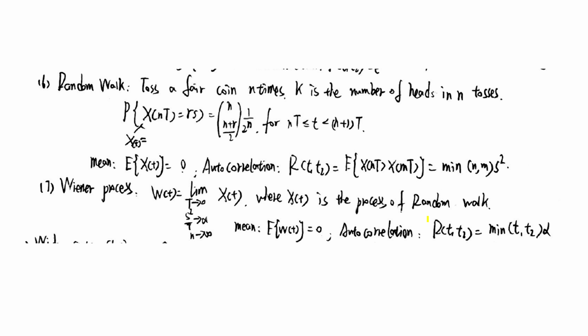The sixth one is really interesting because it is widely used in different subjects, such as biology, chemistry, physics, and also economics. The random walk can be viewed as a kind of ideal model of Brownian motion, which is a term of physics. We describe the random walk process with this statement: toss a fair coin n times, and k is the number of heads in n tosses. So the probability of Xt equal to Xnt equal to rs, where s should be a constant, is equal to this, for t in the range between nT and n plus 1 T. The mean of this process is equal to 1, and the autocorrelation of this process is equal to this.